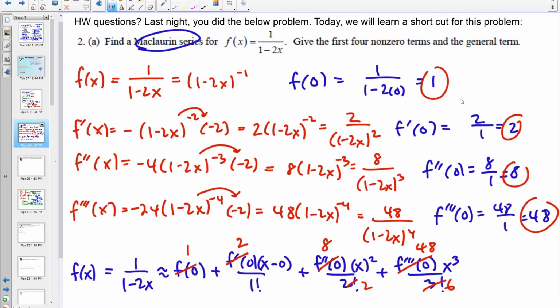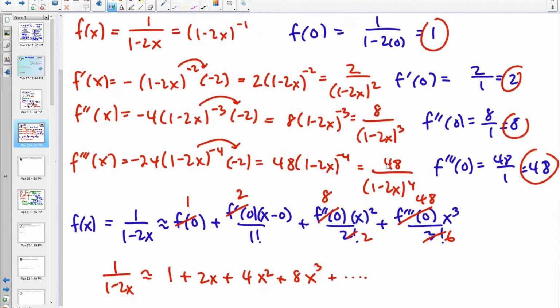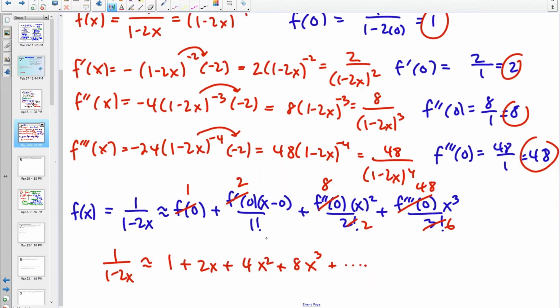They also asked me for the general term. So if I look at the general term here, this is kind of interesting. This is 2 to the 0, 2 to the 1, 2 to the 2, 2 to the 3rd, right? So I think what's going to happen is I'm going to get plus 2 to the n of x to the n, and that's going to be my general term. There's no alternating factor here. All right. And I think I'm done with this problem.